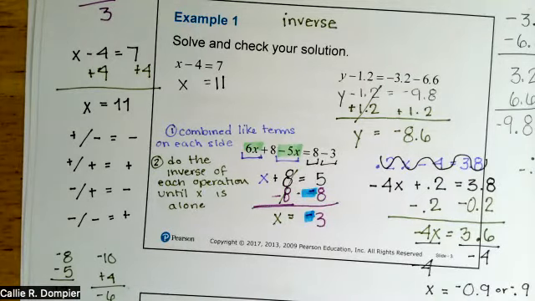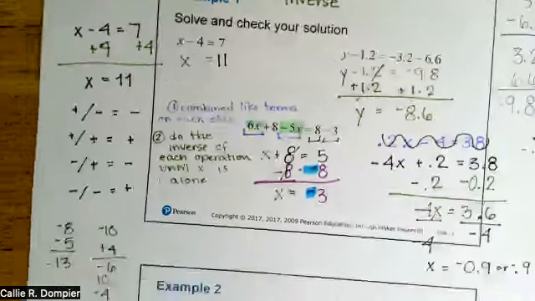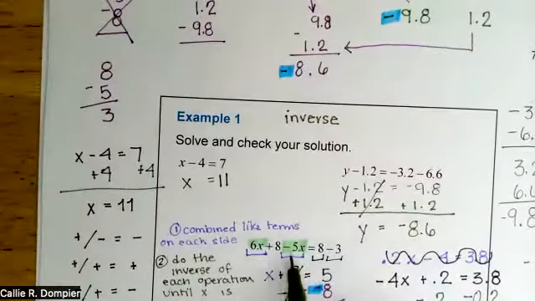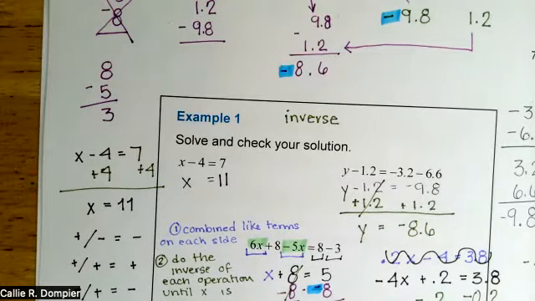Good. Okay. You can also put the negative 3 back into the equation to make sure that that is a true equation.